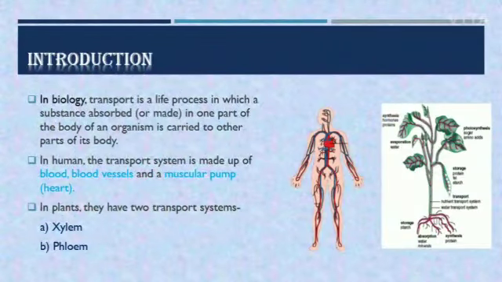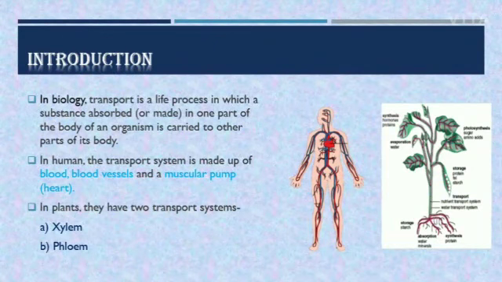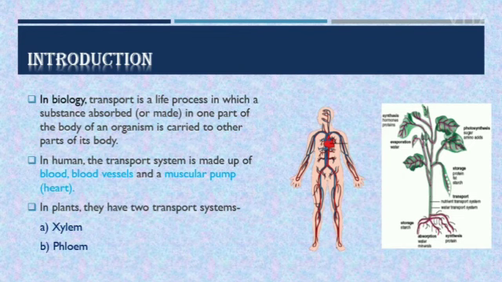Let's have a brief introduction. So, what is transportation? In biology, transport is a life process in which a substance absorbed in one part of the body is carried to other parts of the body. In humans, this system is made up of blood vessels and a muscular pump. In plants, they have two transport systems, xylem and phloem.